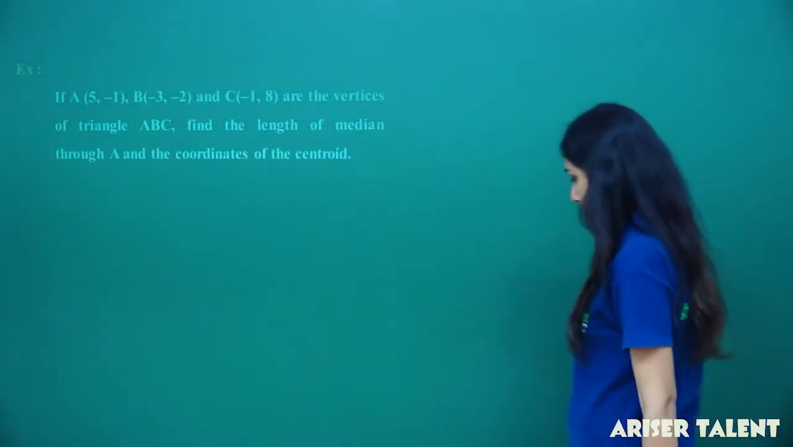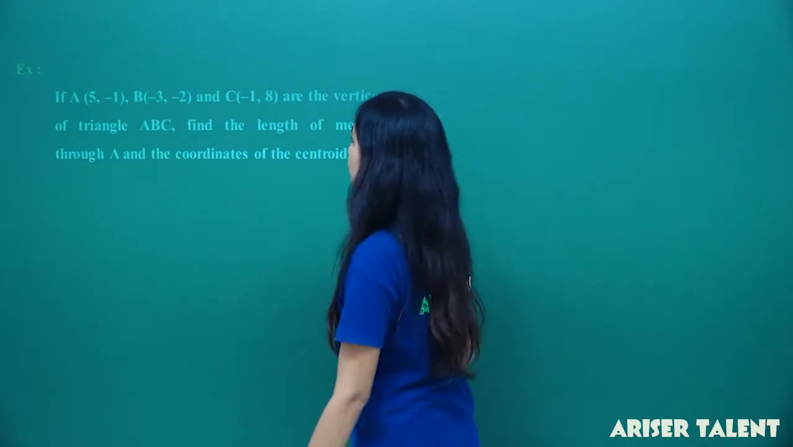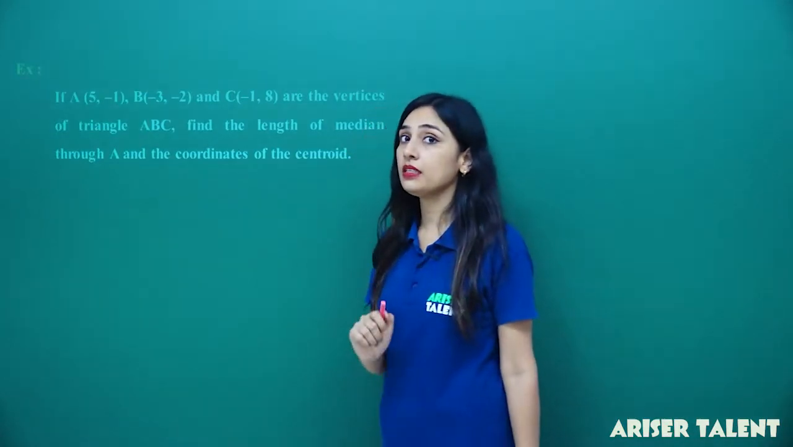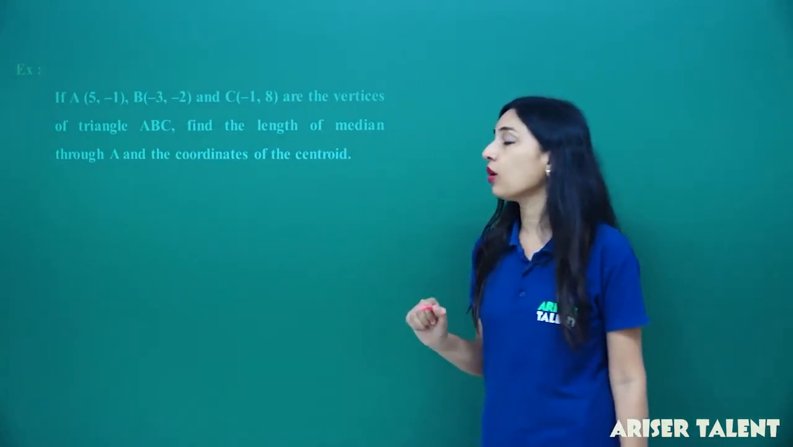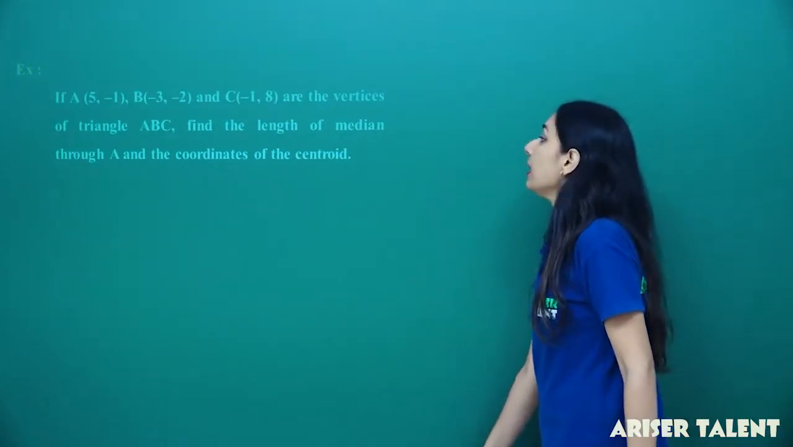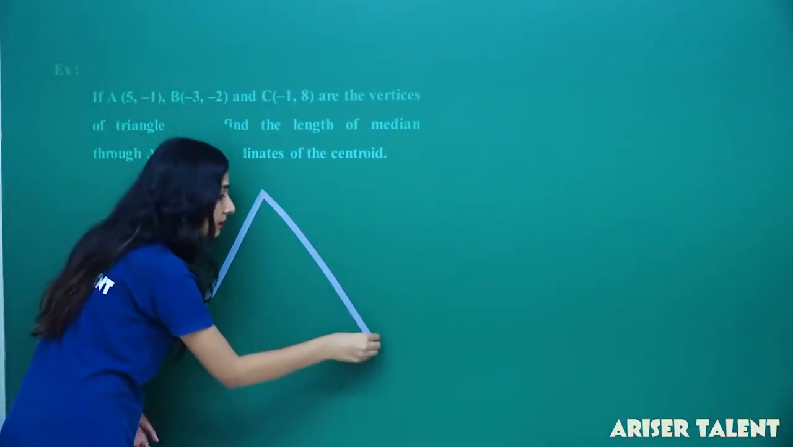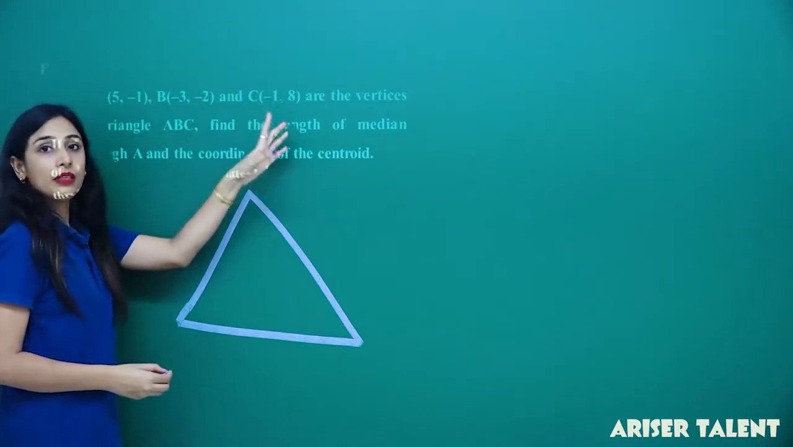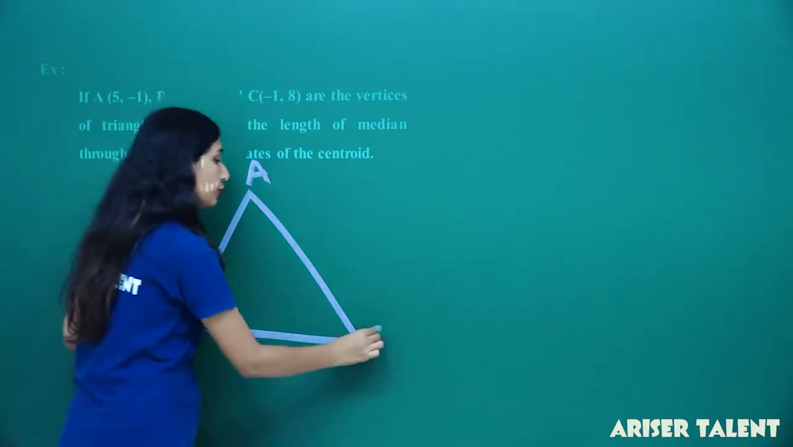Okay, so this is our next question, which is: if A(5, minus 1), B(minus 3, minus 2), C(minus 1, 8) are the vertices of triangle ABC, find the length of median through A and the coordinates of the centroid. So students, what it is going to tell us is that we are having a triangle. Now the triangle is this, and these points are A, B, C.